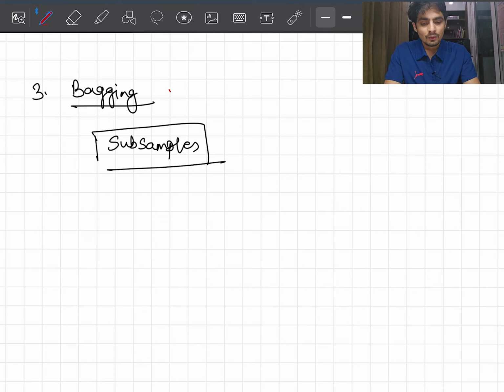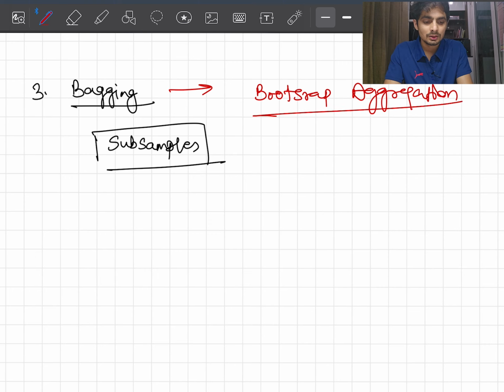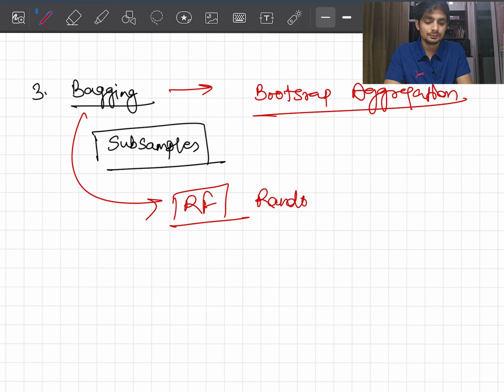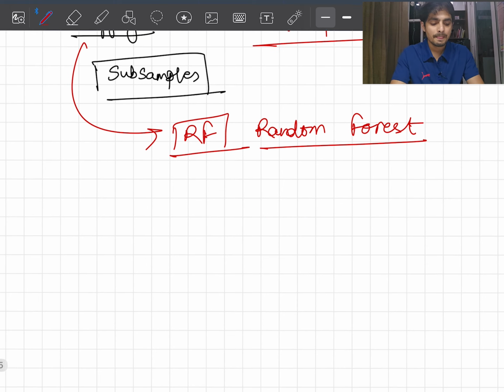Now, bagging is generally known as bootstrap aggregation. Why? Because you will get to know in some time. When we talk about the bagging model, random forest is one of its kind. Random forest also works on the principle of bootstrap aggregation. Now what happens in random forest is we'll have a complete data set.